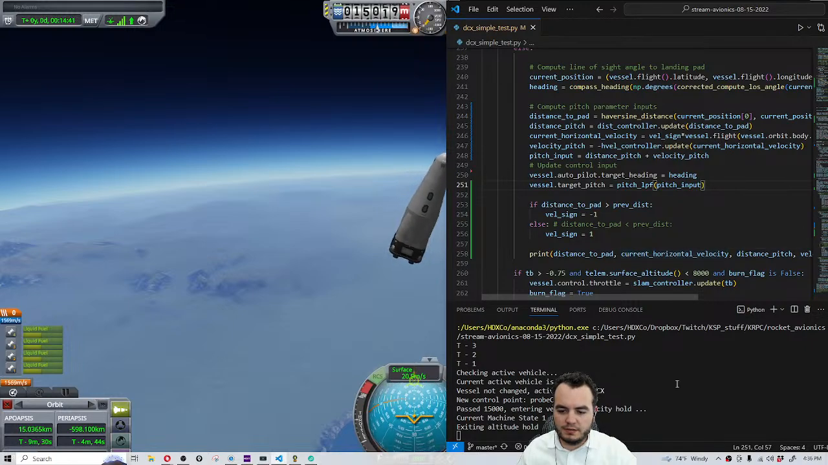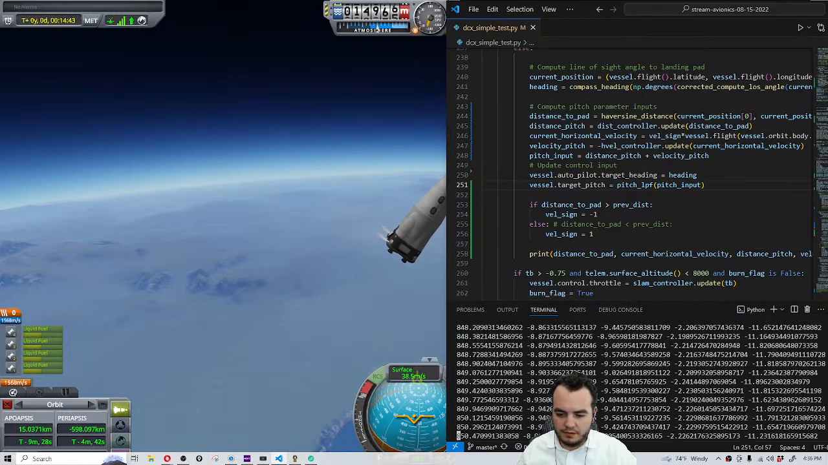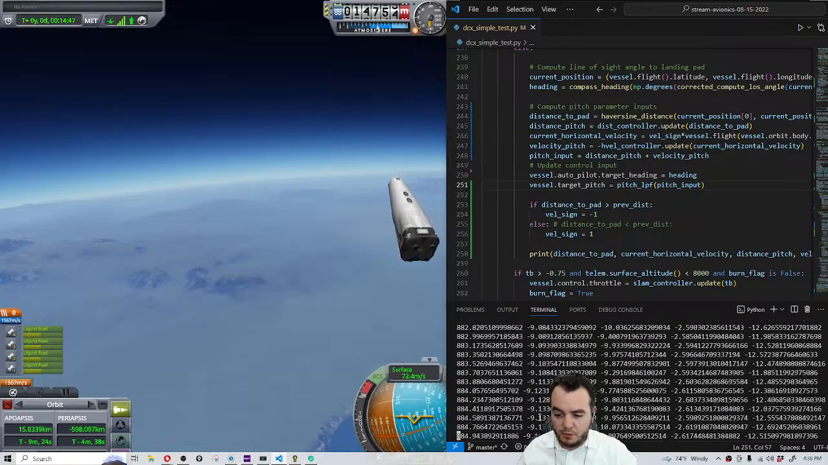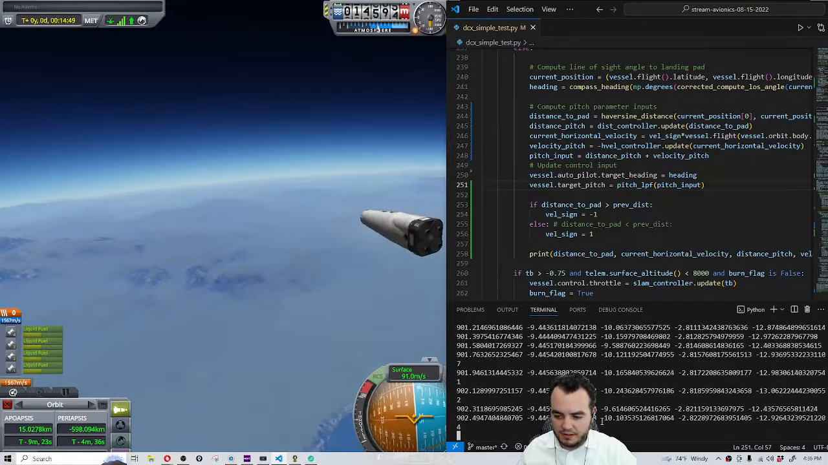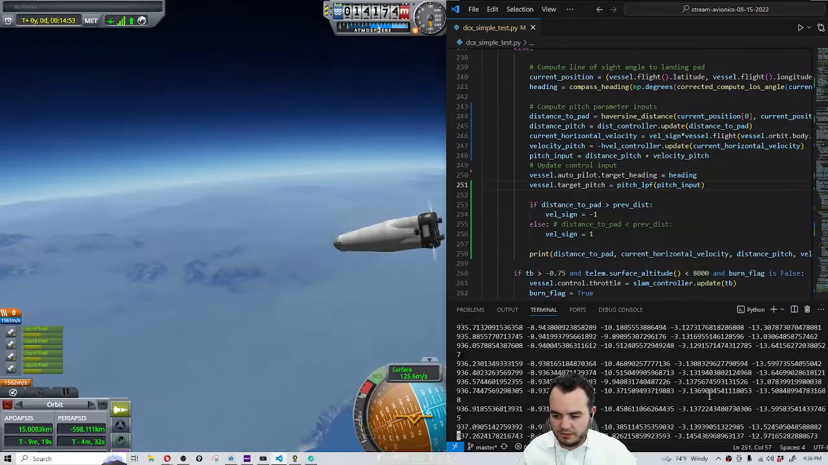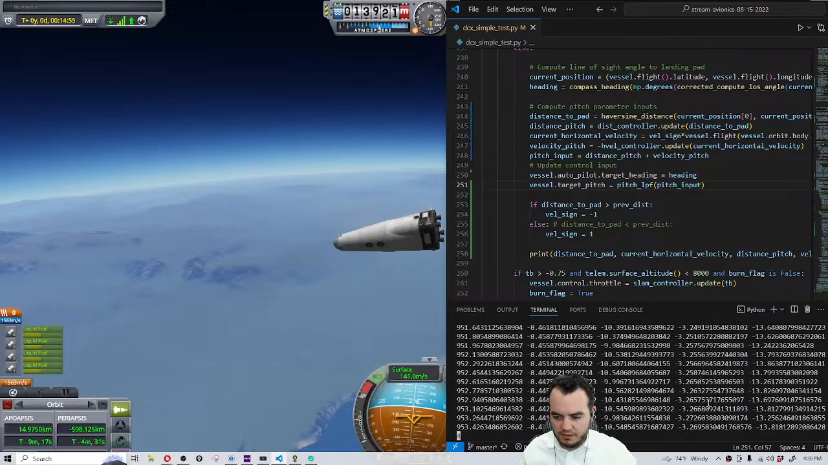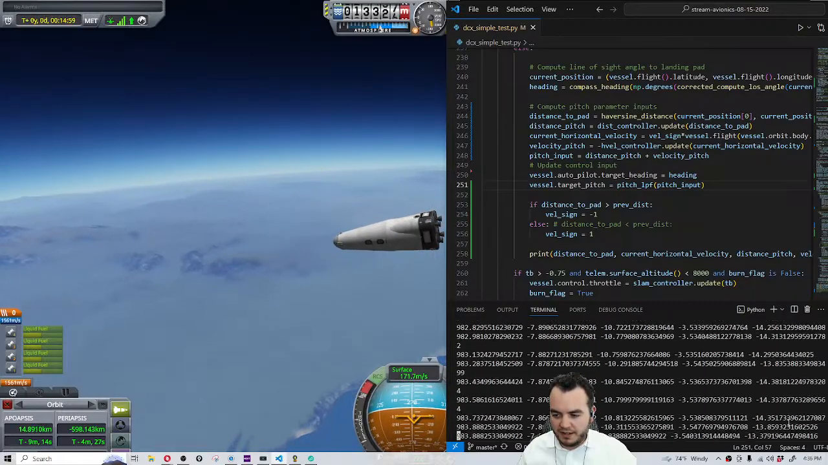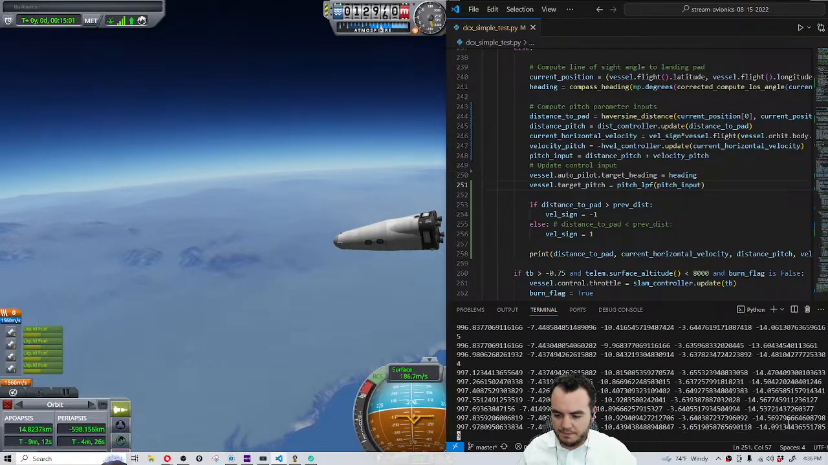All right. There it goes. So we were 800 negative. So we are moving away from the pad, and we are pitching down relative. Okay, nice. So I think we got the sign right. Because we're moving away, we're pitching more down, and we're commanding now negative 14 degrees.